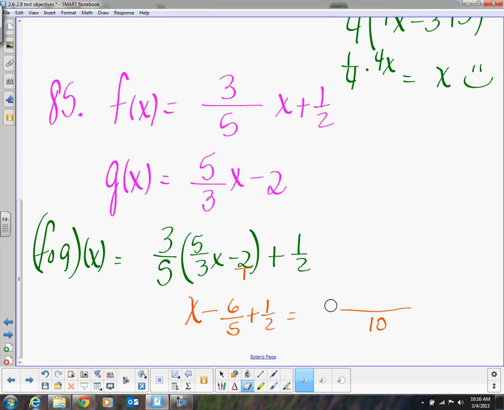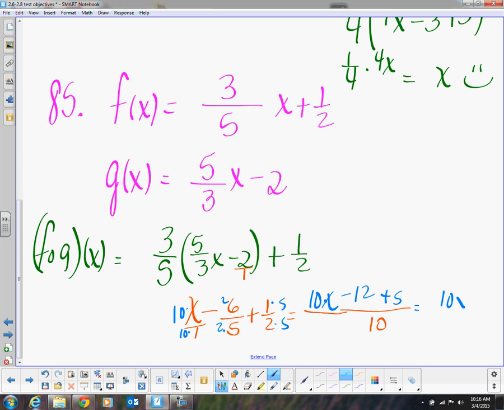Why can't we eliminate denominators? It's not an equation. What did we multiply 1 by to get 10? So that's going to be 10x. What did we multiply 5 by to get 10? So that's going to be minus 12. What did we multiply 2 by? So that's going to be plus 5. Or 10x minus 7 over 10.